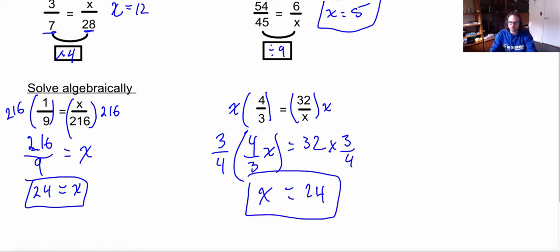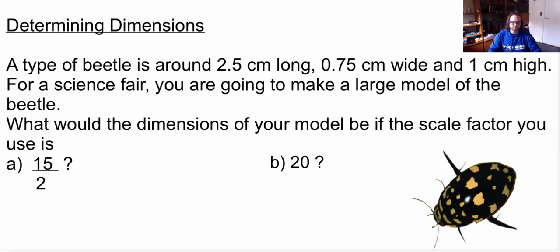Okay, so now that we're done those, let's get to my first example. So my first example, we're going to try and determine the new dimensions of this beetle. So my beetle is 2.5 centimeters long by 0.75 centimeters wide and 1 centimeter high. For a science fair, you're going to make a large model of the beetle. So what would the dimensions of your model be if you use a scale factor of 15 over 2?